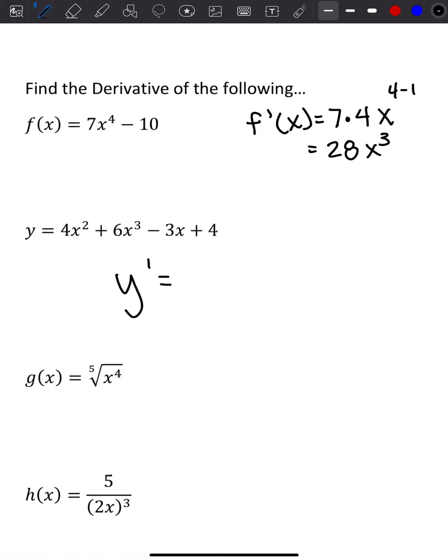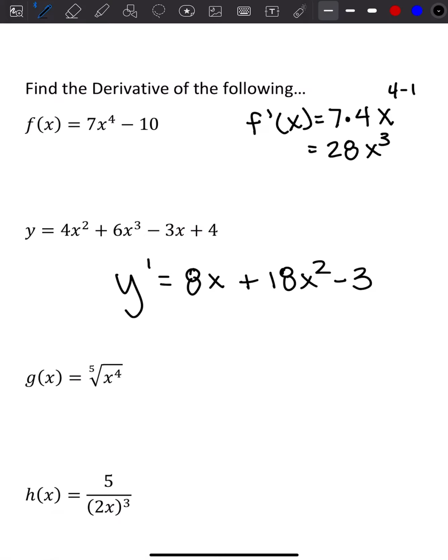I don't need to show any work for this. I can just write down my answer. So 4 times 2 is 8. Take 1 away, it's x to the first. Plus 6 times 3 is 18. Take 1 away, x squared. Minus 3, when it's x to the first.